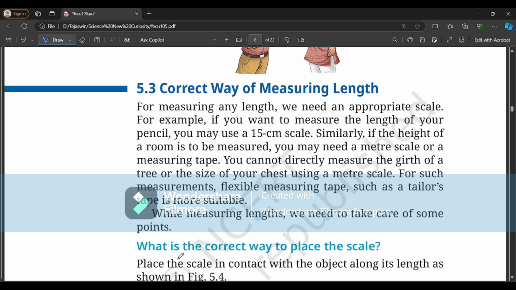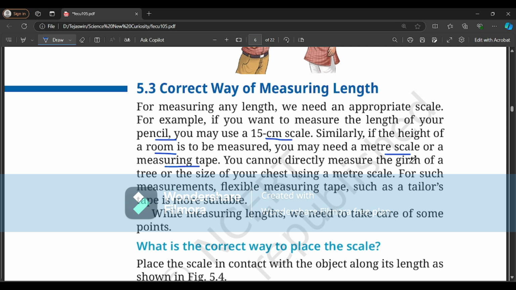For measuring any length, we need an appropriate scale. For example, if you want to measure the length of your pencil, you may use a 15 centimeter scale. Similarly, if the height of a room is to be measured, you may need a meter scale. Correct? For pencil, you need a small 15 centimeter scale which is there in your geometry box. For measuring the height of a room, you may need a meter scale or a measuring tape.